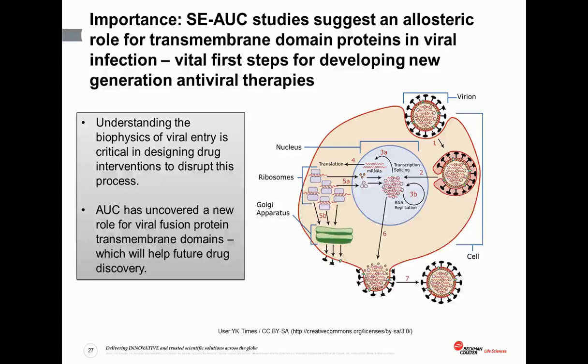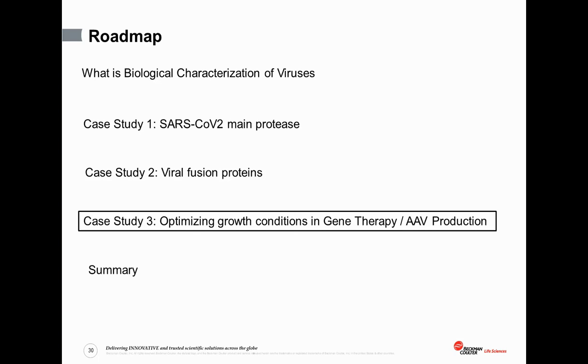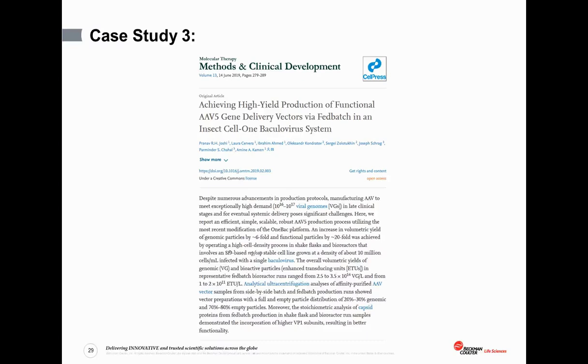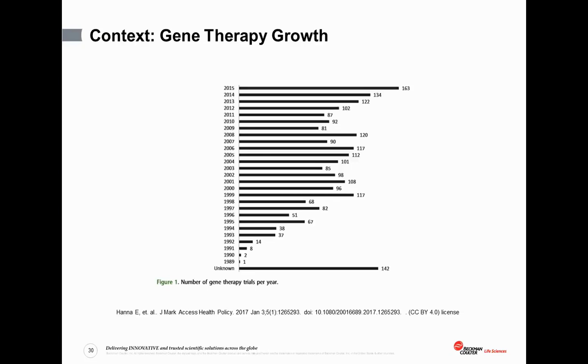Okay, which brings us to case study number 3, which is all about gene therapy. Now, gene therapy, and specifically the study of adeno-associated viruses, is something in which AUC is widely used. So let's talk about this system and embed the biological context. The case study itself comes from this paper published a couple of years ago by Joshi and co-workers in Methods and Clinical Development. So the context for this is this.